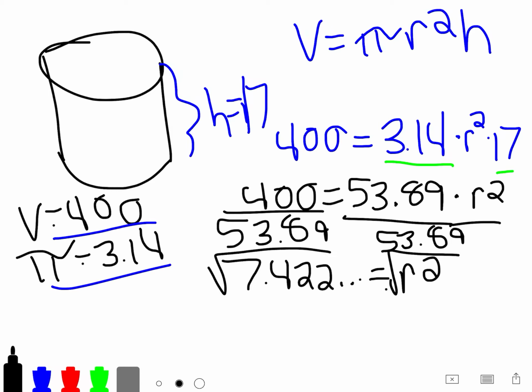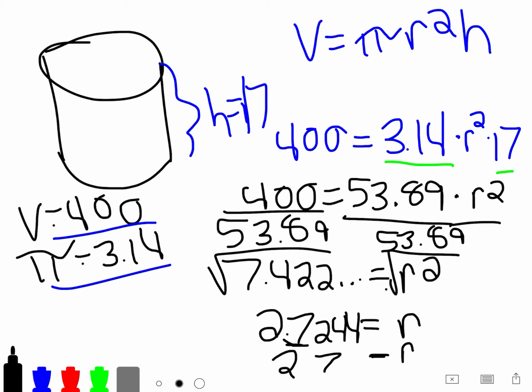Find the square root of both. R is equal to 2.7244, and then we're going to round to the nearest tenth, or the closest one after the decimal, and that's going to be 2.7. So when we're given volume and height and you're trying to find radius, that is what you're going to do to solve for it when it is a cylinder.